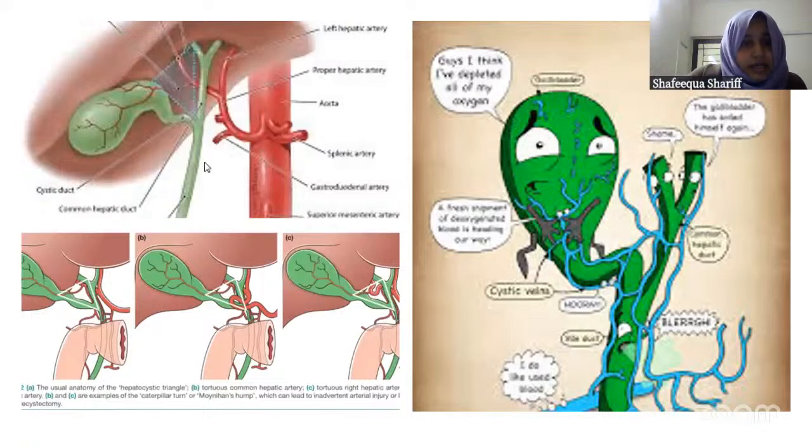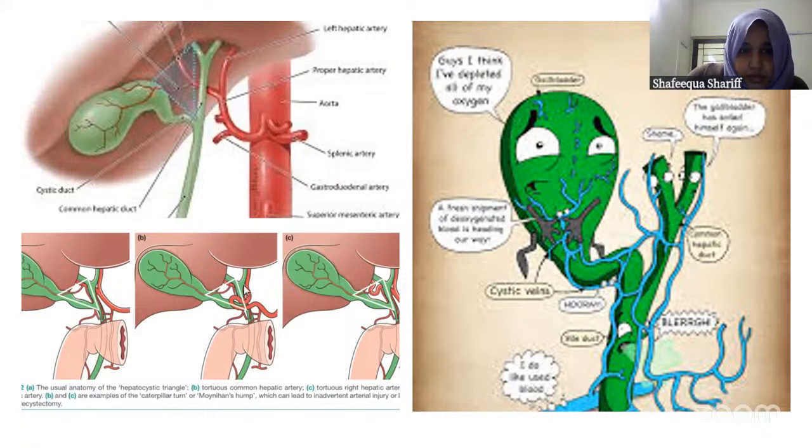So the vascular anatomy: the arterial supply is mainly from the abdominal aorta, which gives the celiac trunk. From the celiac trunk, we have the common hepatic artery. The common hepatic artery, after giving the gastroduodenal artery, becomes the hepatic artery proper. The hepatic artery gives the right hepatic artery and the left hepatic artery. The right hepatic artery is usually the most common source for the cystic artery, which supplies the gallbladder and the cystic duct. So this is the normal anatomy of the right hepatic artery.